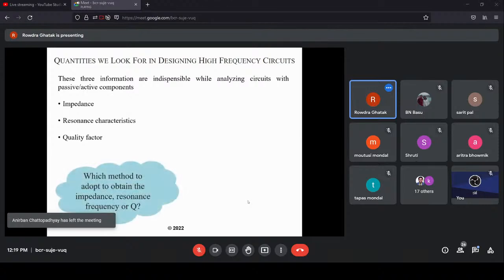So in this case, which method should one use for acquiring the data of impedance, resonance frequency, or the quality factor? A lot of techniques are there. Which one will be easier for the problem at hand? Because one technique may be rigorous for certain cases, while it may be easy for the next case.